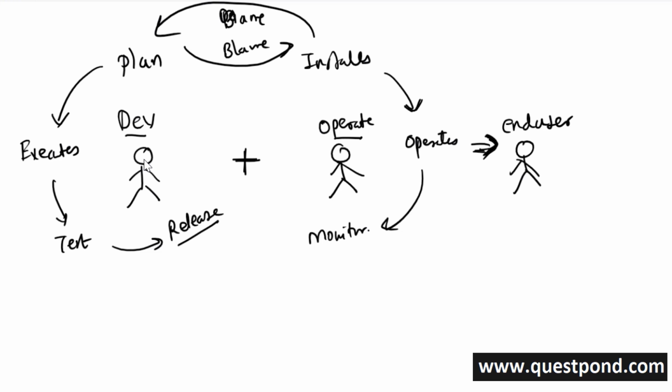And that's exactly what DevOps tries to solve. As the name says, dev plus operations, that is DevOps. It says that these two teams, rather than working in silos, should work hand in hand. They should work together, like one team, and try to resolve the problem.